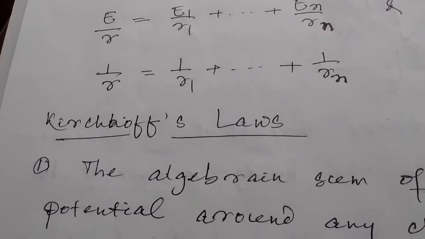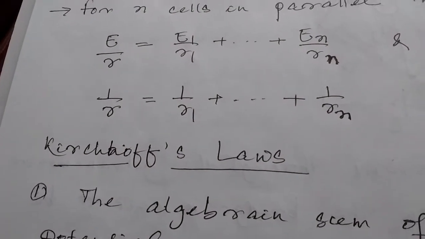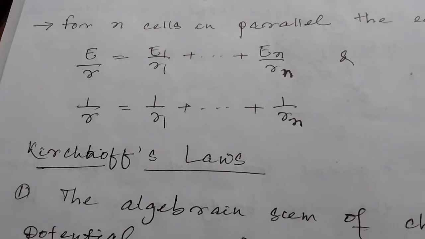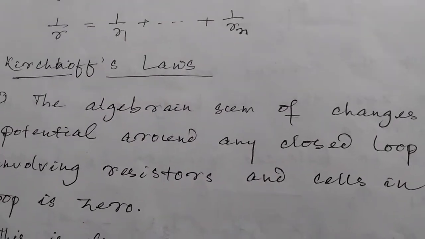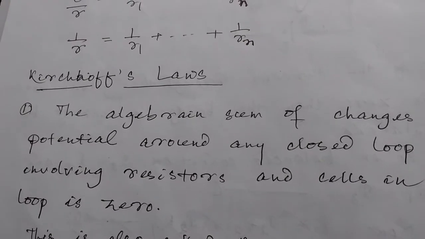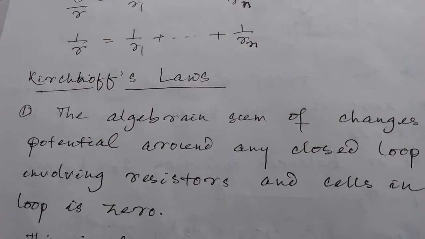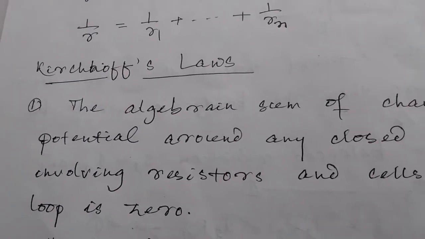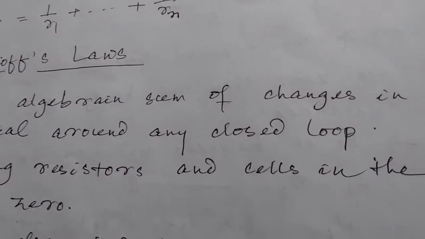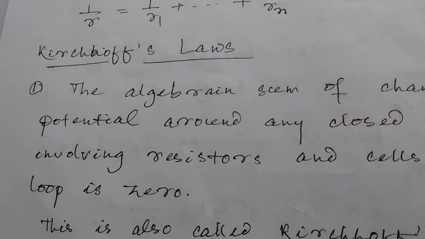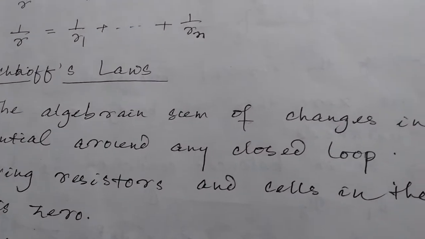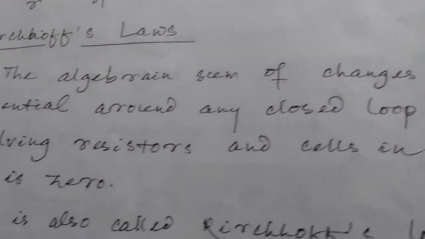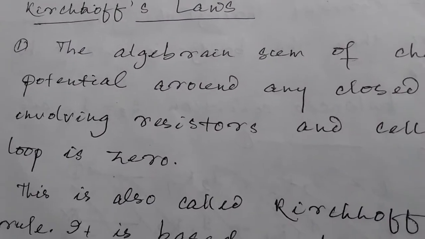Students, today we shall discuss Kirchhoff's laws. Okay, there are two laws for electric circuit by Kirchhoff. Number one, the algebraic sum of changes in potential around any closed loop involving resistors and cells in the loop is 0.